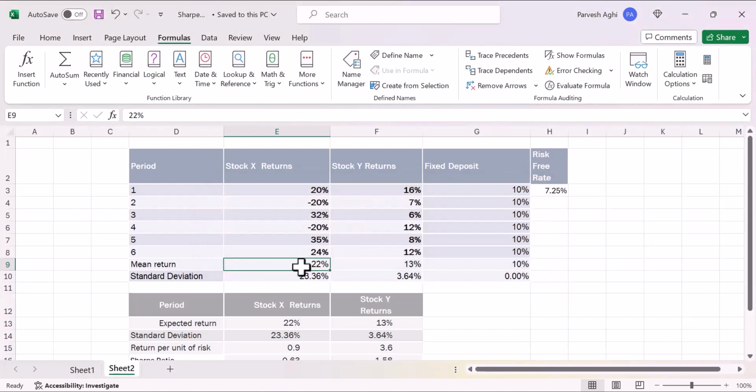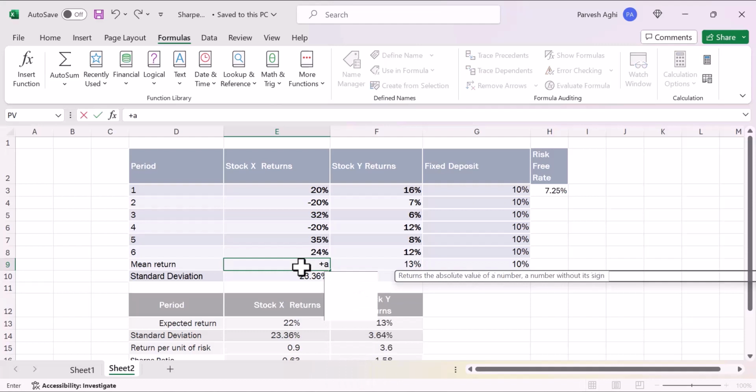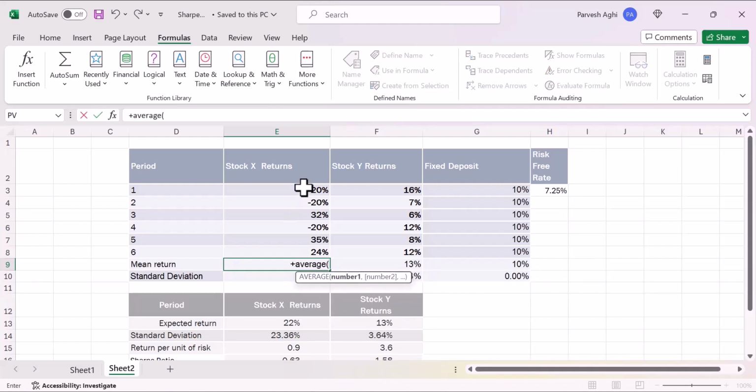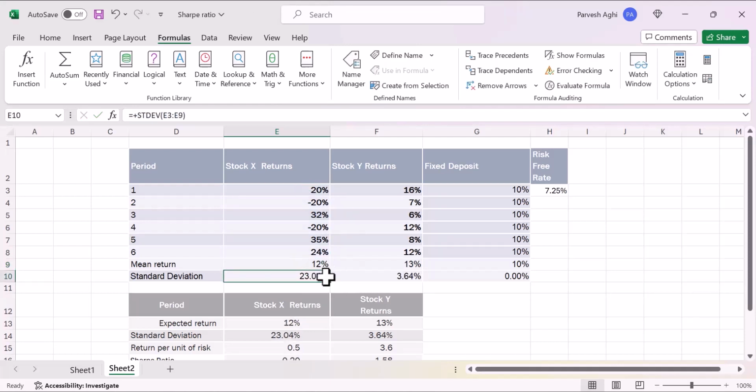So there are no formulas. Okay, so what I'll do, I'll put average here, and close the bracket and select everything here. Okay, and then close the bracket. So my mean return will also change, it comes to 12%. So there was a mistake there. Here it is coming to 10%. Okay, so this is the average return.